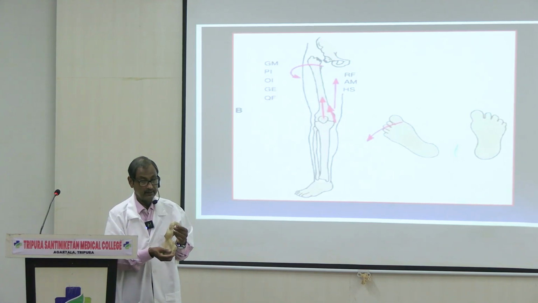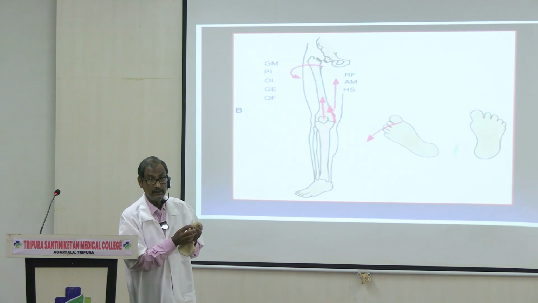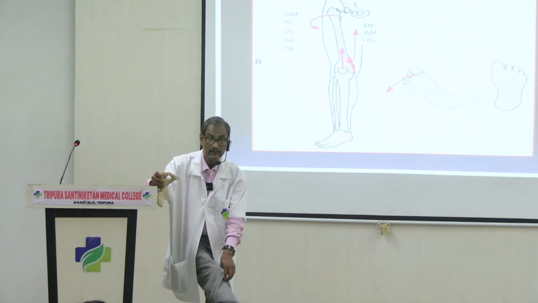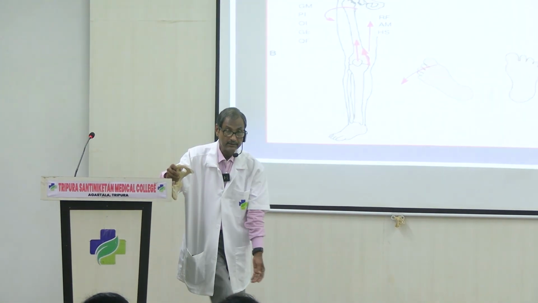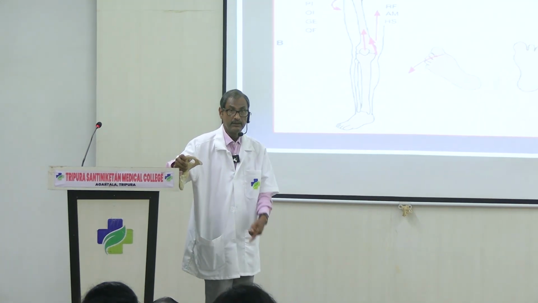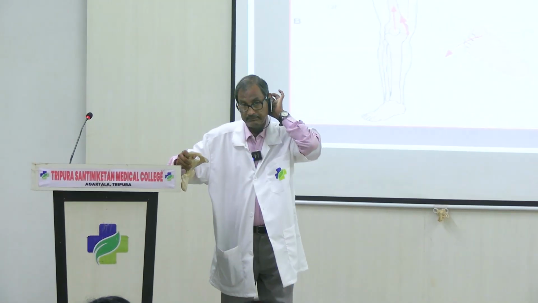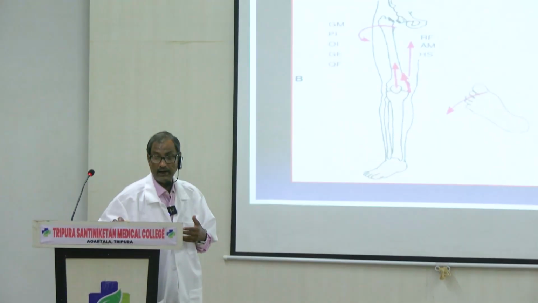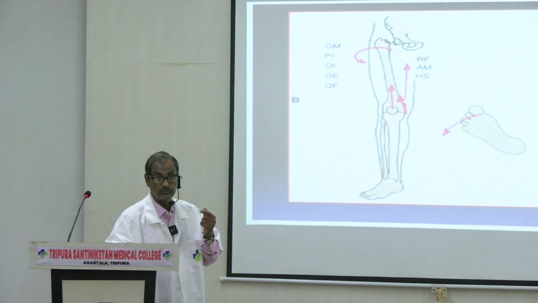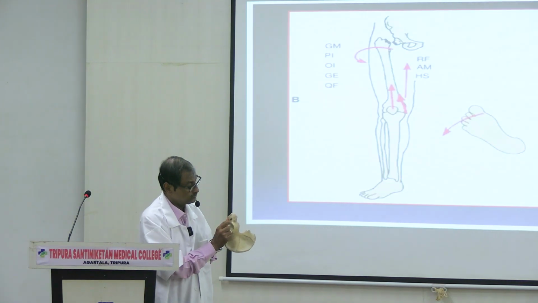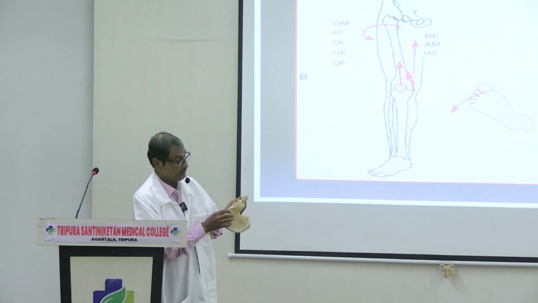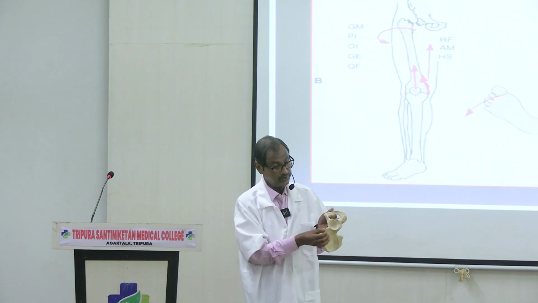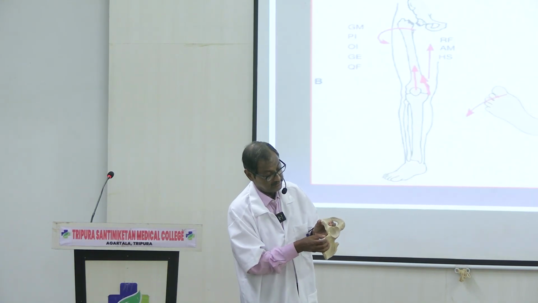Sartorius is attached to the anterior superior iliac spine and is inserted into the medial side of the leg. It is like a hockey stick, attached with semitendinosus and gracilis to the upper surface of the tibia. So the anterior muscles are flexors of the knee joint, and rectus femoris is also attached. This is the rectus femoris, two heads. One head is attached to the anterior inferior iliac spine. This is the anterior inferior spine, and this is the anterior superior spine.